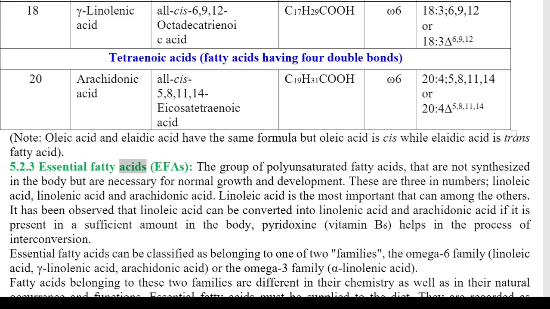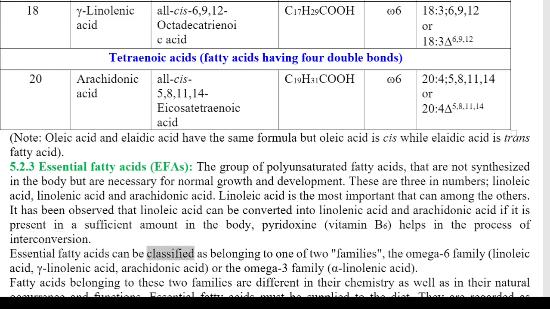5.2.3 Essential fatty acids, EFAs. The group of polyunsaturated fatty acids that are not synthesized in the body but are necessary for normal growth and development. These are three in number: linoleic acid, linolenic acid and arachidonic acid. Linoleic acid is the most important among the others. It has been observed that linoleic acid can be converted into linolenic acid and arachidonic acid if it is present in a sufficient amount in the body. Pyridoxine, vitamin B6, helps in the process of interconversion.